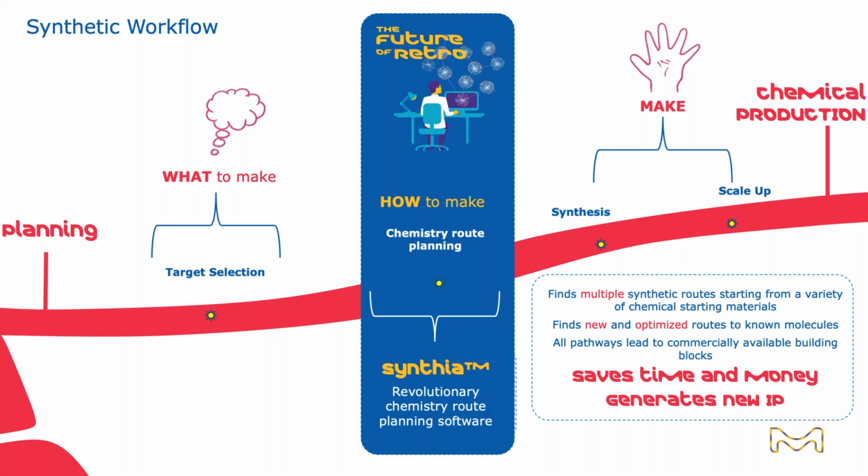And so these are all some things that Synthia can really help with to aid in this route planning phase. It's able to find multiple routes starting from a variety of different chemical starting materials for all of your targets. It's able to find new routes for known molecules as well as routes for unknown molecules. And of course, all of these paths do go back to commercially available building blocks so that it's something that you can get your hands on to start that chemistry. And all of this, of course, can help you save time and money and be able to generate new IP when you're finding those new routes.